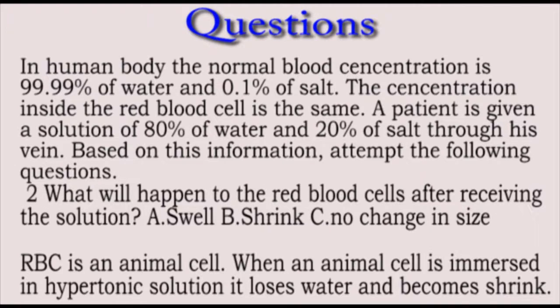Red blood cell is an animal cell. When an animal cell is immersed in hypertonic solution, it loses water and shrinks. The answer is shrink, or B.